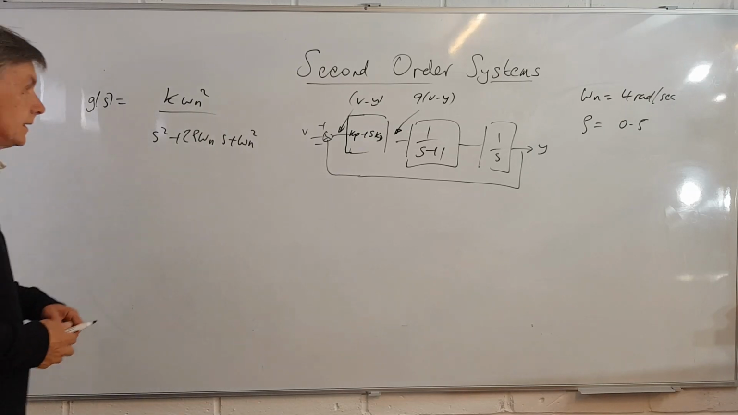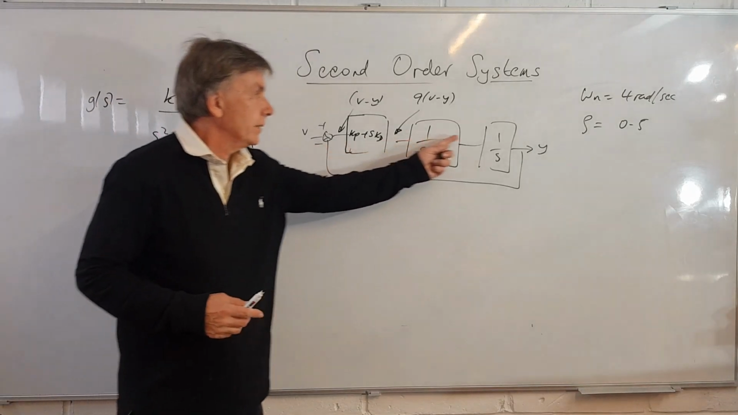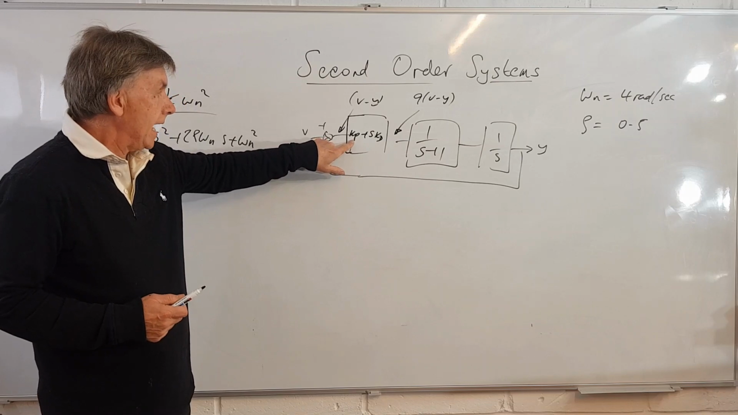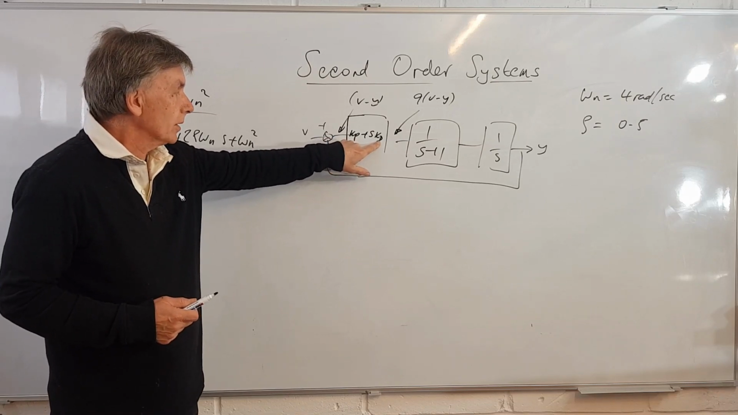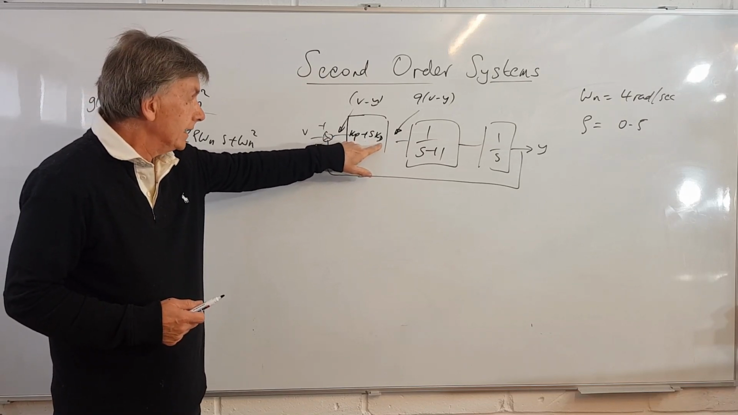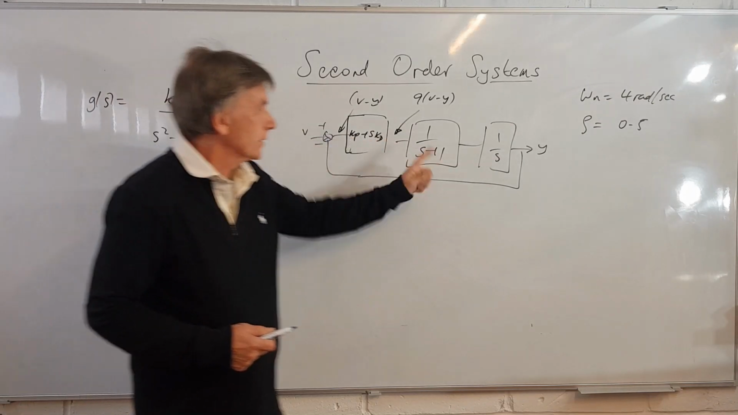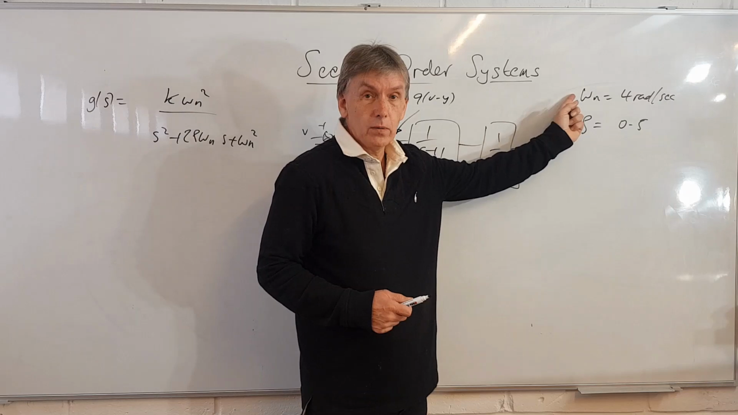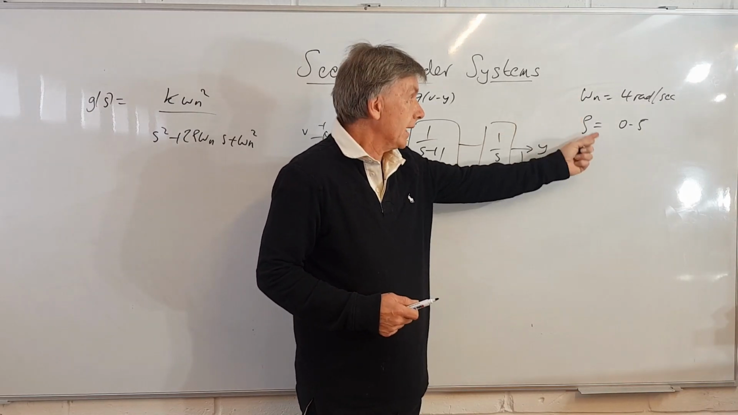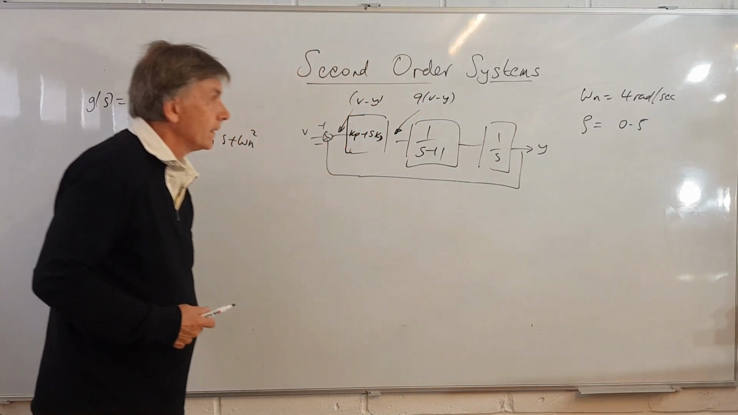Right, so here's a slightly different problem this time. Closed loop feedback control system. This time we've got a gain in here, Kp, for proportional control, and a gain Kd for derivative control, and we want to choose Kp and Kd so the overall system has a natural frequency of 4 radians per second and a damping ratio of 0.5.